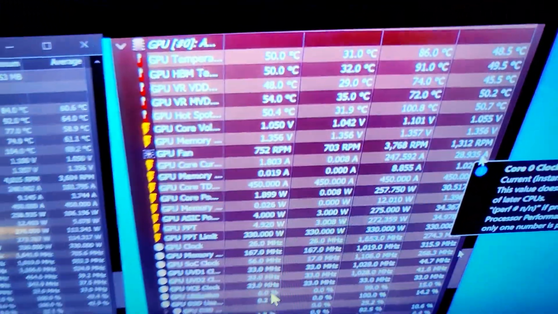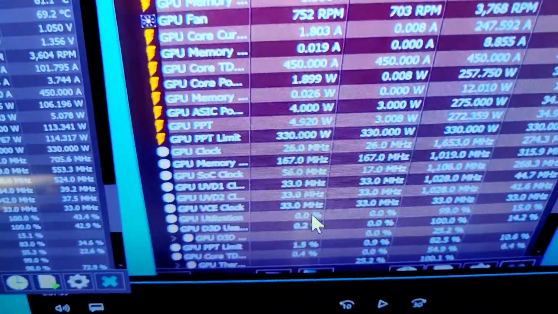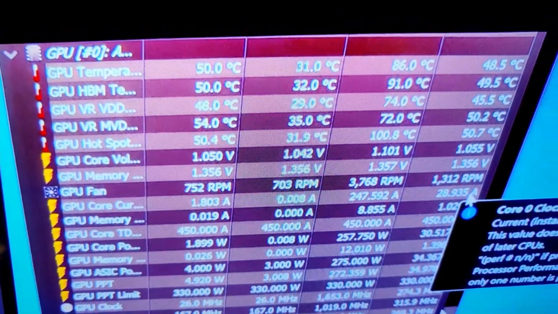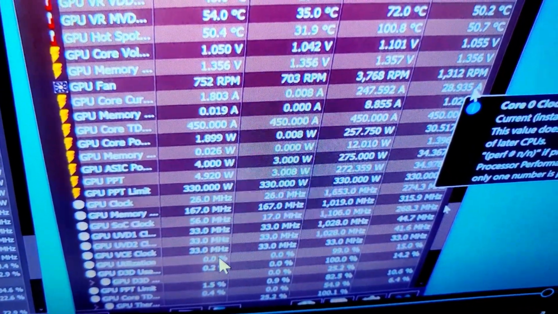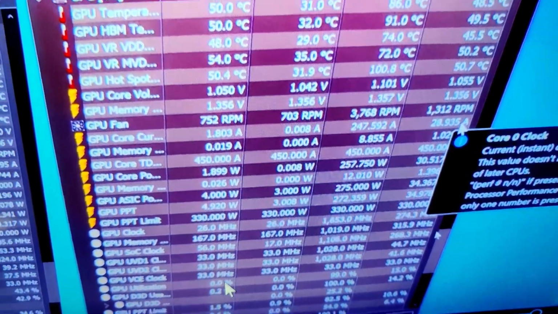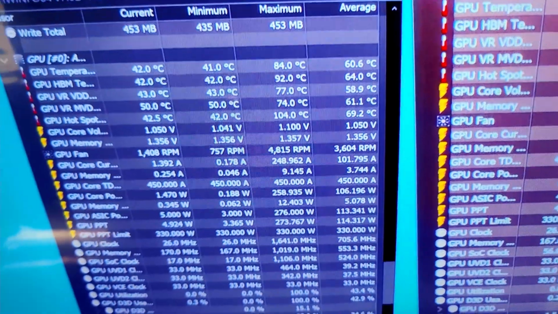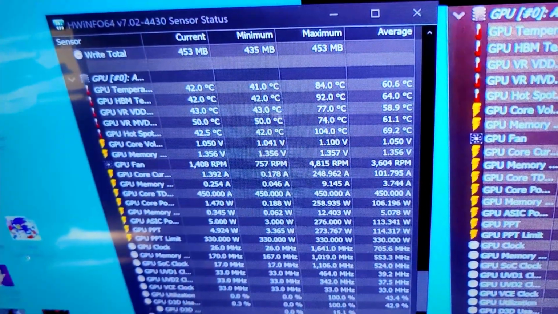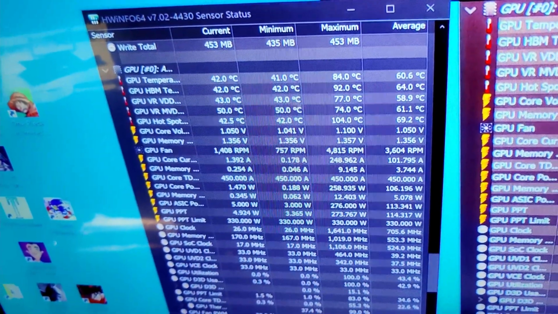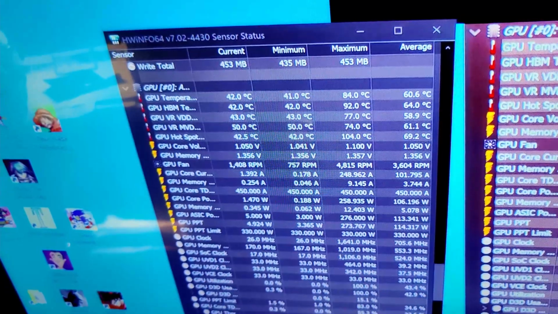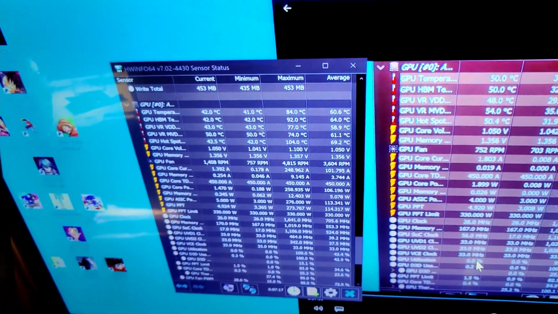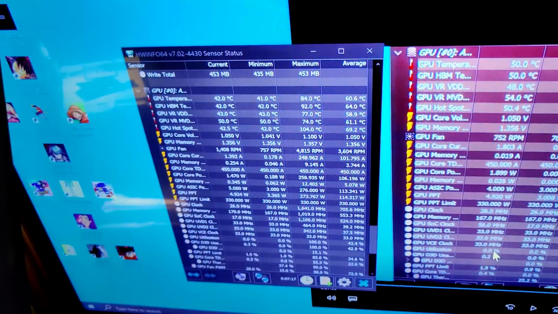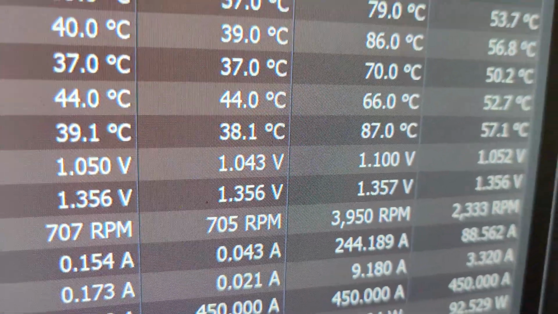Now if we compare that to what it was with the other two here. Here's what it was stock, just with the nasty paste. Fan's spinning up a little higher now, but that's not enough to make that much of a difference. And here's what it got with the Thermal Grizzly, just normal paste. 84, 92, 77, 74. And then 104 on the hotspot. That's the crazy part. So we went from 104 down to 87.